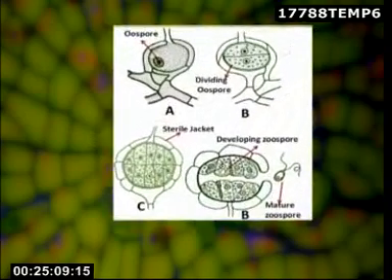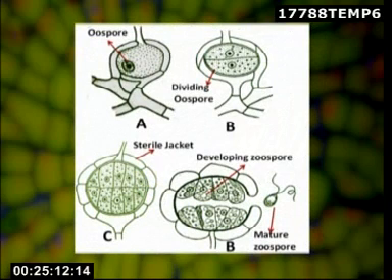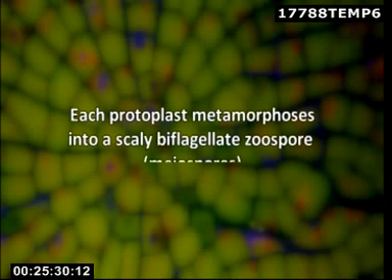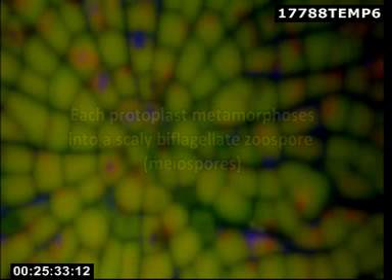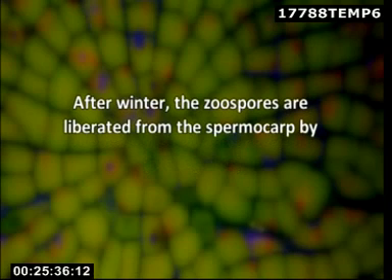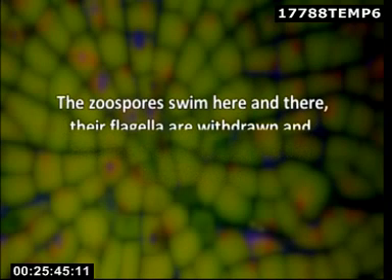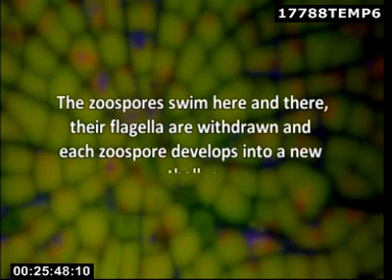On the return of favorable conditions, the content of the spermocarp again turns green, the nucleus of the zygote divides meiotically, followed by other mitotic divisions. In this way, 8 to 32 protoplasts are developed. Each protoplast metamorphoses into a scaly biflagellate zoospore or meiospore. After winter, the zoospores are liberated from the spermocarp by breaking the spermocarp wall in an irregular way. The zoospores swim here and there, their flagella are withdrawn, and each meiospore develops into a new thallus.